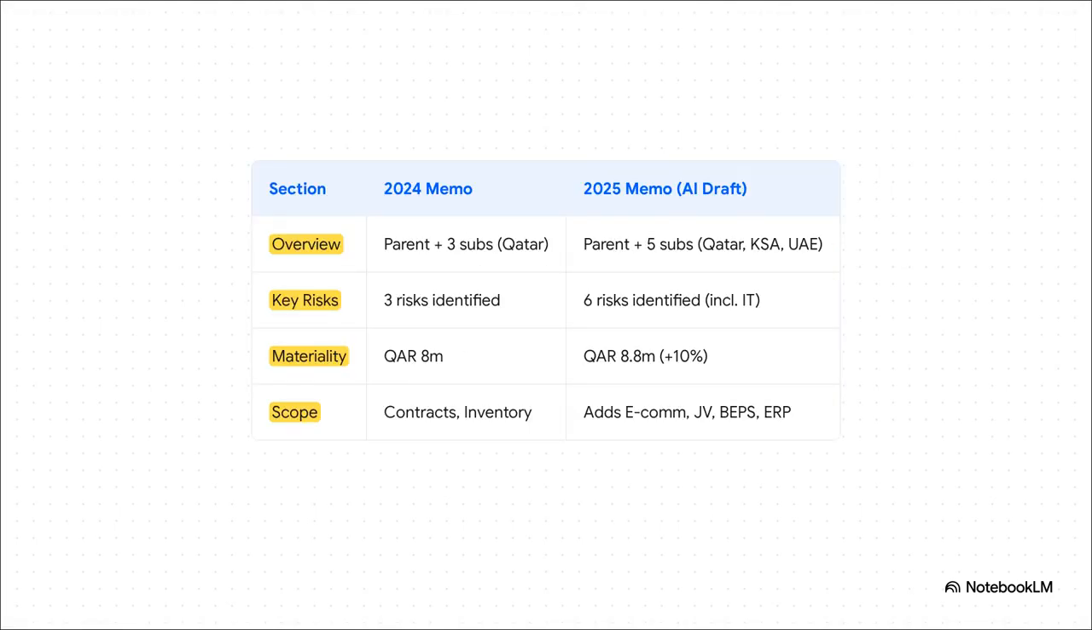And this chart, this just lays it all out side by side. It's the whole transformation in one shot. The AI went through section by section and updated everything. The engagement overview now has all 5 subsidiaries. The key risk section is way more robust. Materiality is recalculated. The audit scope, it's expanded to cover everything new, like the e-commerce channel. You get this polished, intelligent first draft in minutes, literally minutes.